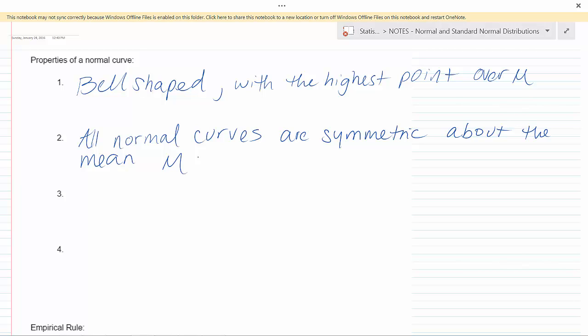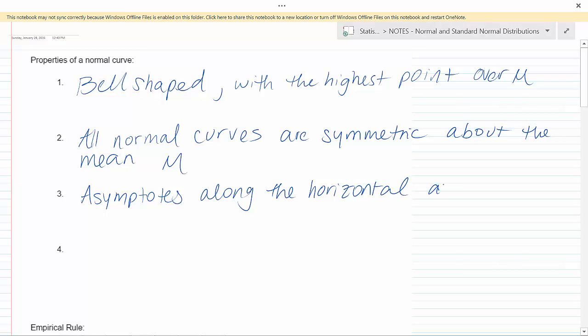So all normal curves have asymptotes along the horizontal axis. In other words, they always approach but never touch that horizontal axis. And they also never cross the horizontal axis.